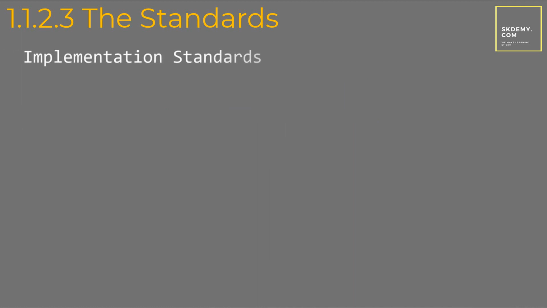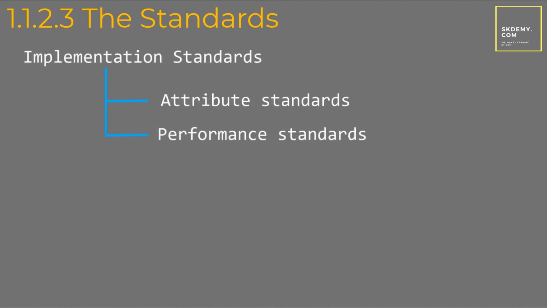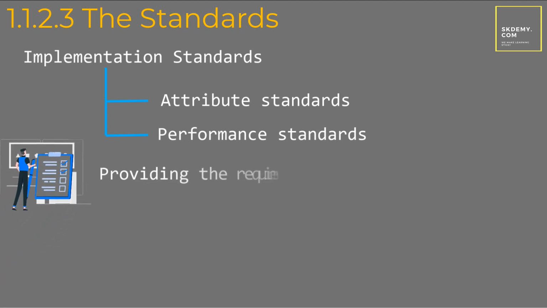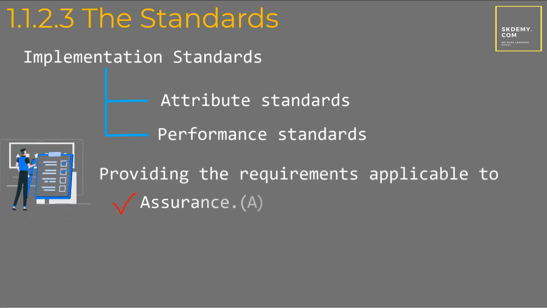Implementation standards expand upon the attribute and performance standards by providing the requirements applicable to assurance (.A) or consulting (.C) services. We will delve more on this when we discuss the assurance and consulting services differences.